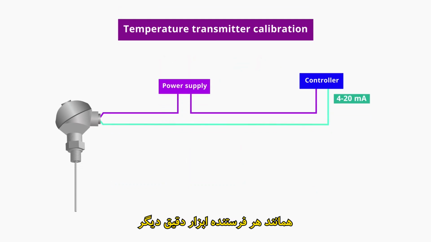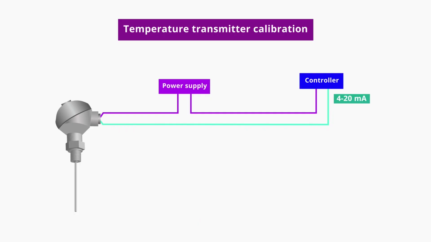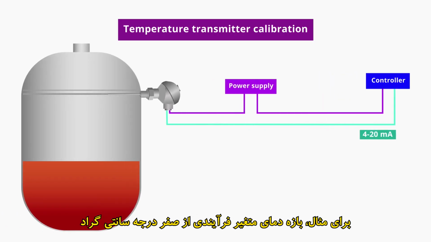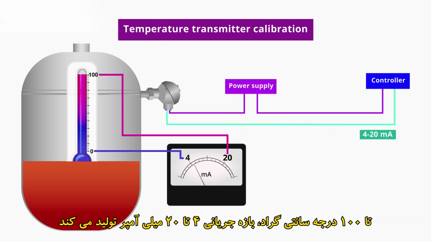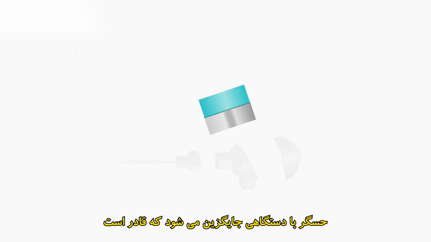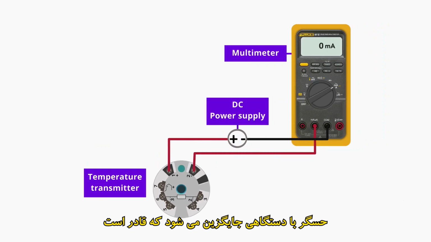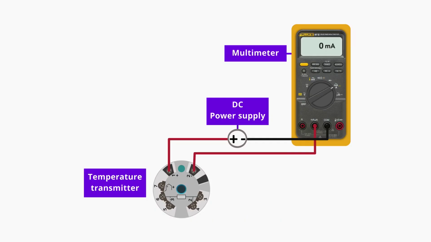As with any instrumentation transmitter, a temperature transmitter needs to be adjusted or calibrated so that the current output of 4 to 20 milliamps represents the temperature range of the process variable being measured. For example, a process variable temperature range of 0 degrees Celsius to 100 degrees Celsius will produce a current range of 4 to 20 milliamps. In every calibration scenario, the sensor is replaced by a device that can simulate the output of the sensor over the entire process variable temperature range.